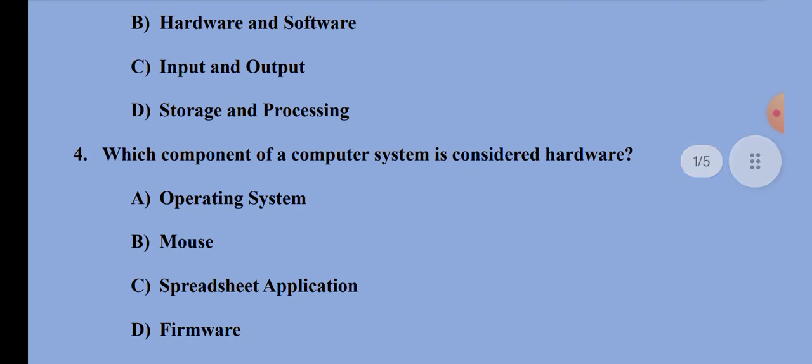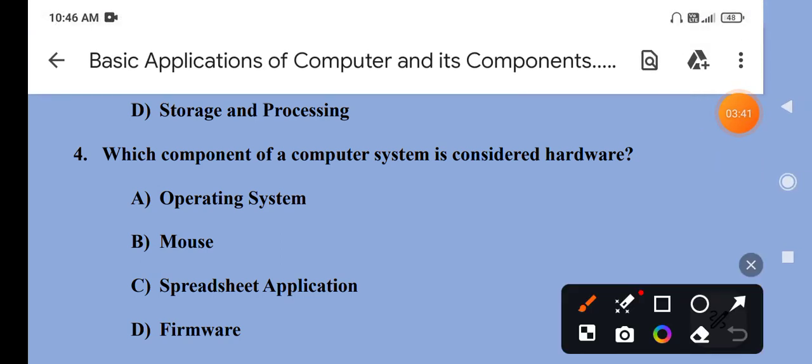Question number 4. Which component of a computer system is considered hardware? We have option A, operating system. Option B, mouse. Option C, spreadsheet application. Option D, firmware. The right option to this question is option B, that is mouse. Mouse जो है it's a hardware, एक फिजिकल डिवाइस है, तो इसीलिए हम इसको हार्डवेयर कह सकते हैं. हमने पहले भी कहा जो हार्डवेयर है, that is the tangible part of the computer, okay, that we can touch. The right option is option B. Moving to our next question.